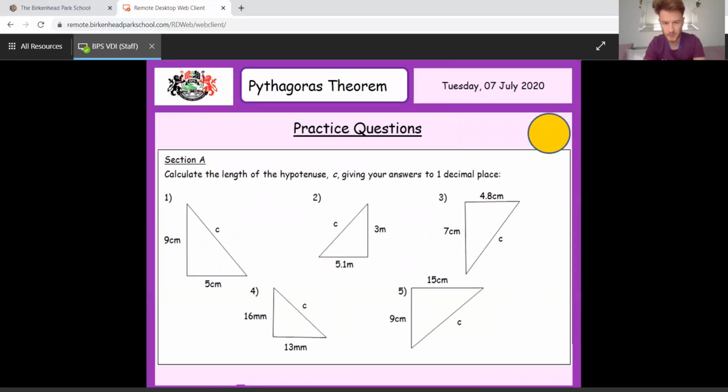Okay, your turn. Five questions, same skill for all of them. We are finding c. Calculate the length of the hypotenuse, giving your answer to 1 decimal place. Work your way through those five. Use your calculator, write your formula out, and when you're ready to resume, I'll have the answers for you.